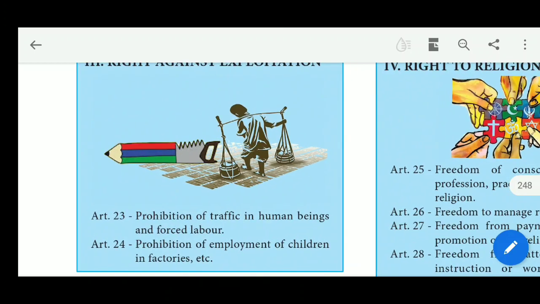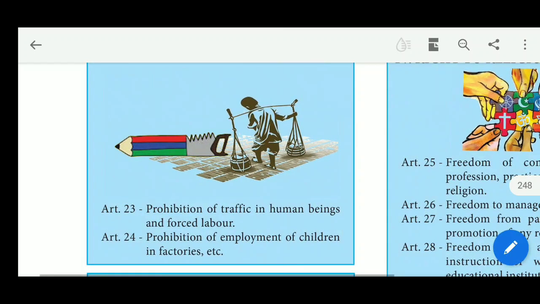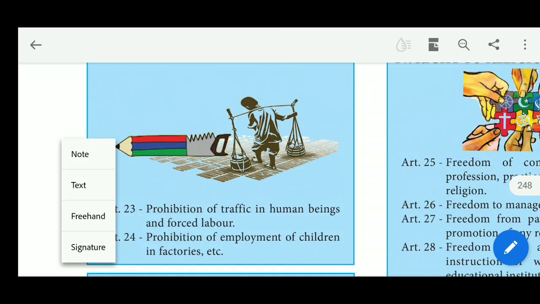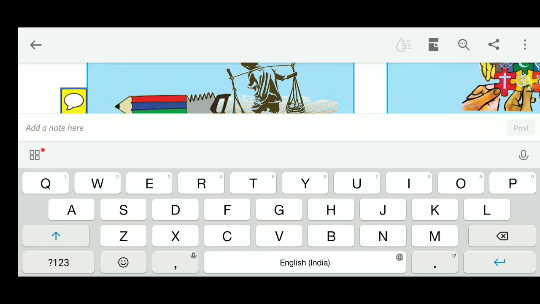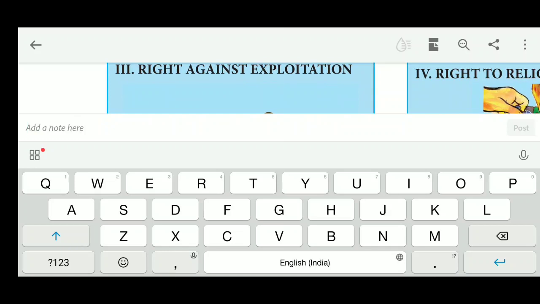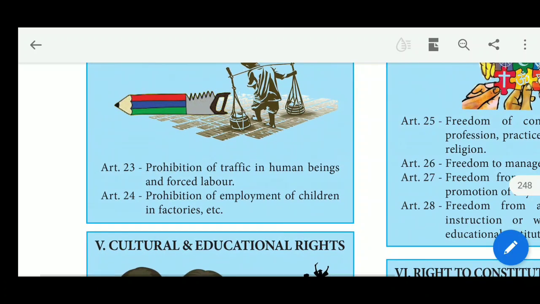Page number 172. Right against exploitation. Article 23. Prohibition of traffic in human beings and forced labor. Explanation. Article 23 prohibits traffic in human beings, women, children, beggars or other forced labor, which is against human dignity. Article 24. Prohibition of employment of children in factories, etc. Explanation. Article 24 prohibits employing children below the age of 14 years in any hazardous profession.